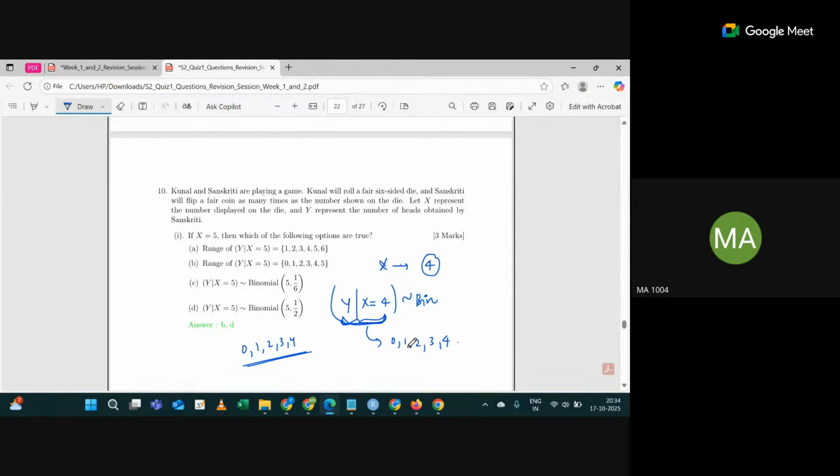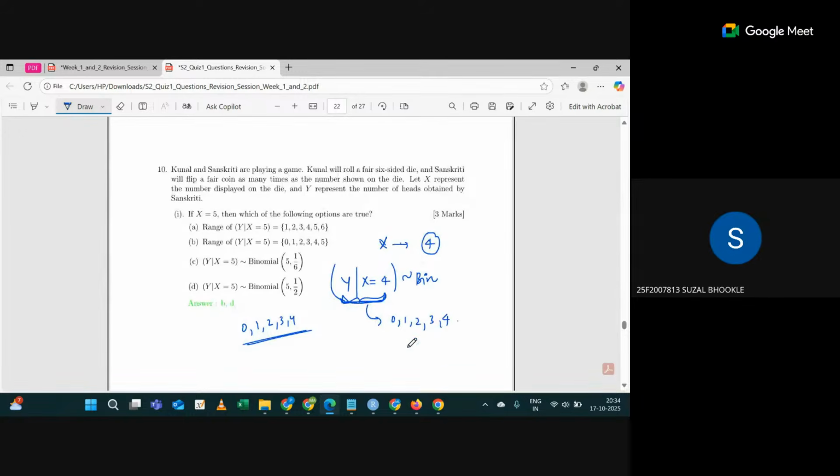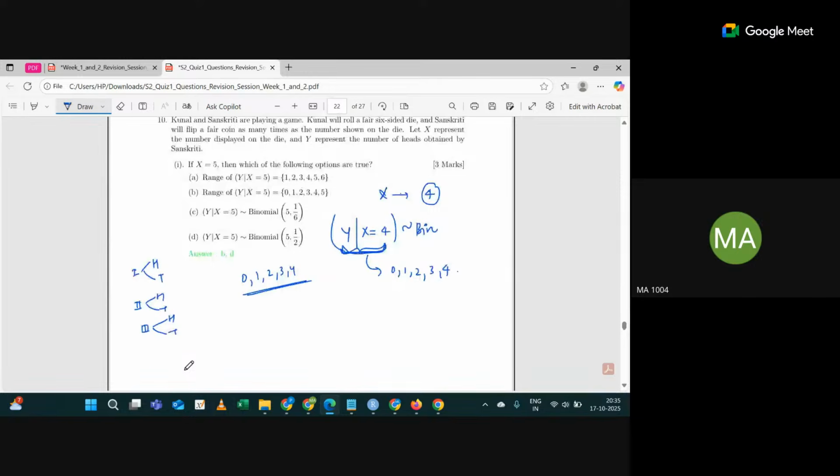And for each trial, suppose for the first trial, Sanskriti may get head or tail. Then the second trial also, then the third trial, and the fourth trial also. Are you getting my point? Each trial is Bernoulli. So if you add these 4, it will be binomial, right?